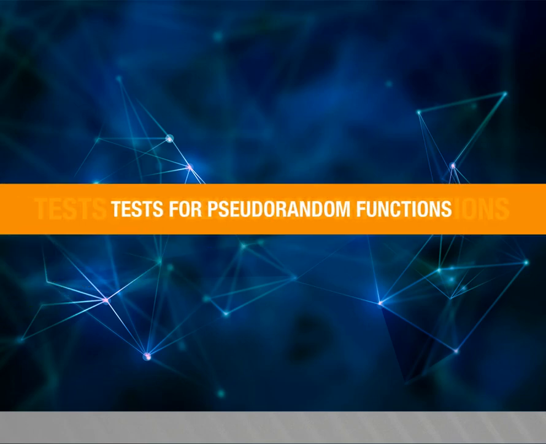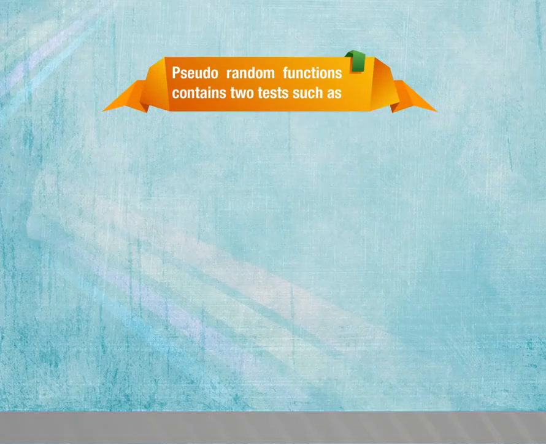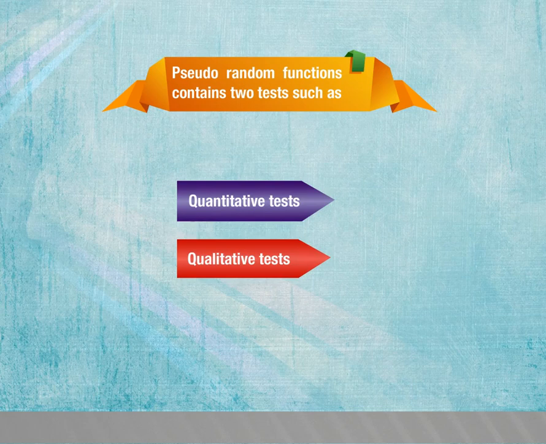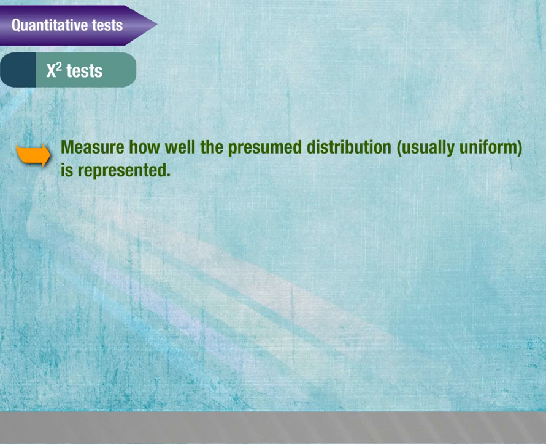Tests for pseudo-random functions. In this video, we will learn about the tests for pseudo-random functions. Pseudo-random functions contain two tests: quantitative test and qualitative test. Quantitative test, chi-square test, measures how well the presumed distribution, that is usually uniform, is represented.